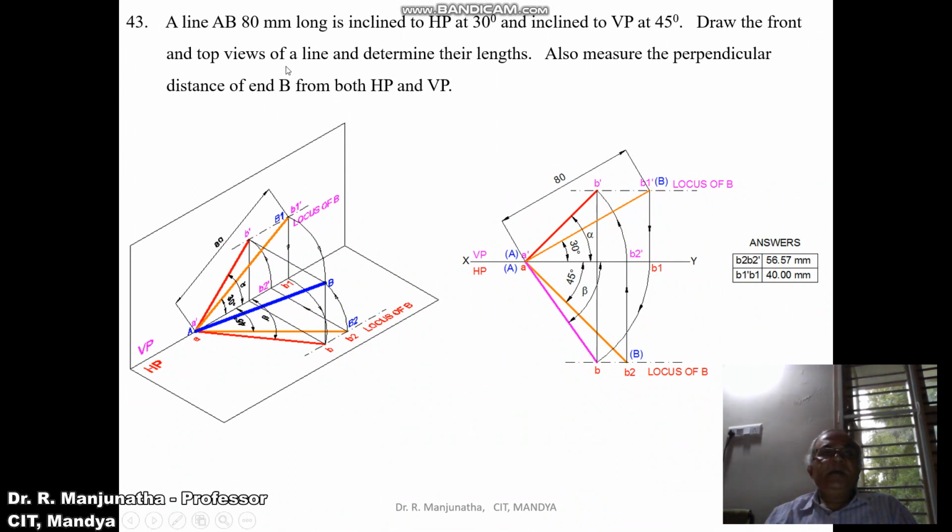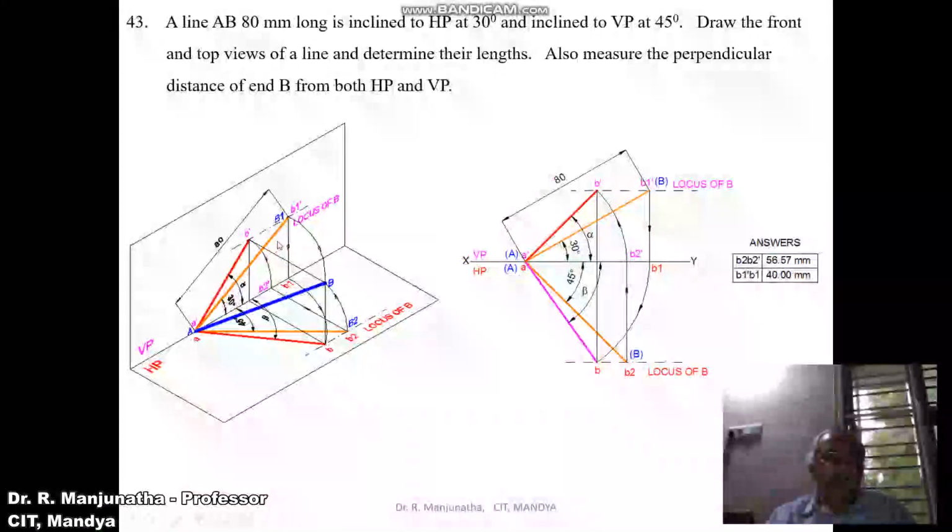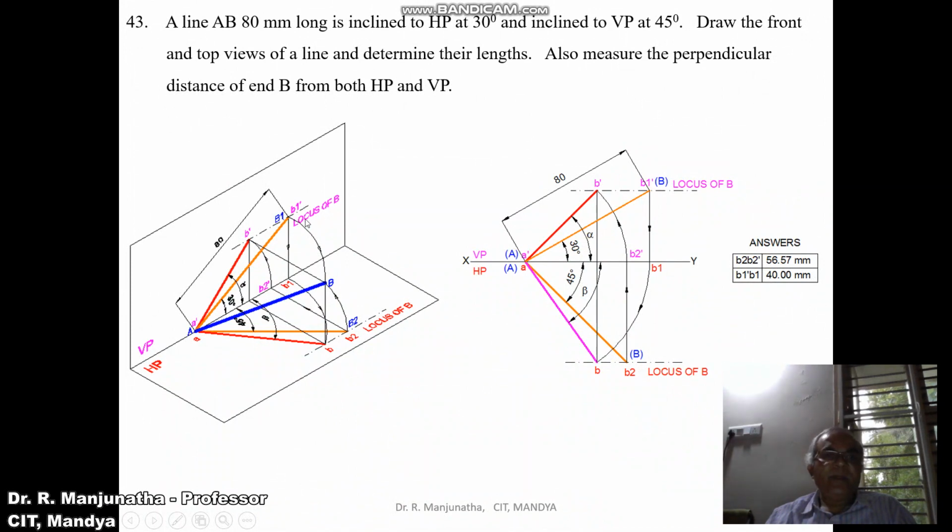Then he says the line AB, which is the true length, is inclined at 30 degrees to HP and to VP at 45 degrees. So we have drawn a line from A dash inclined at an angle of 30 degrees, with a length of 80 mm. Then you get this point as B1 dash. Then we draw the locus of B in the front view.